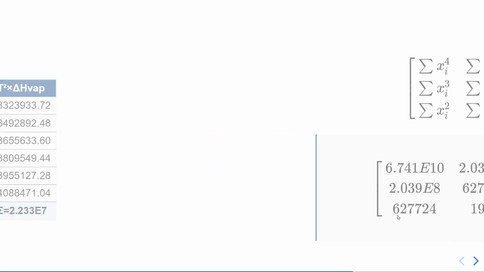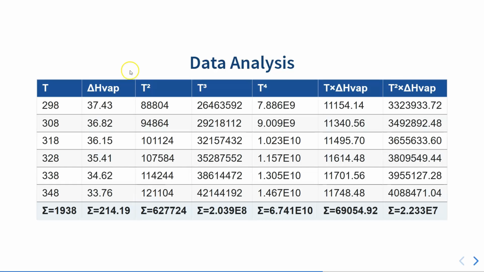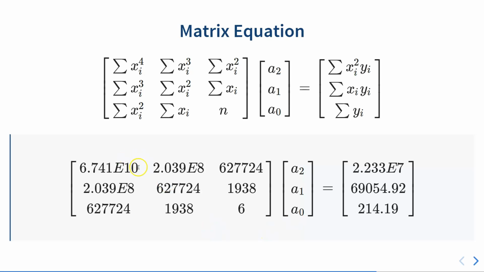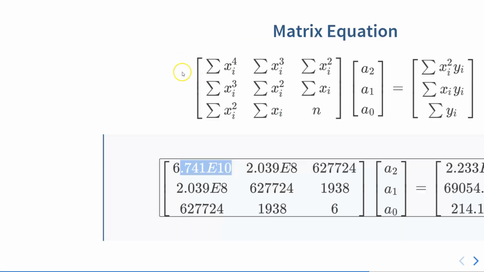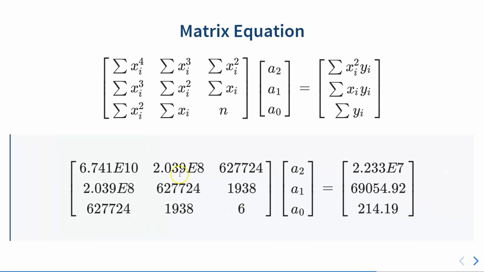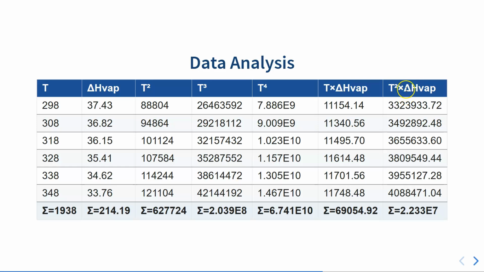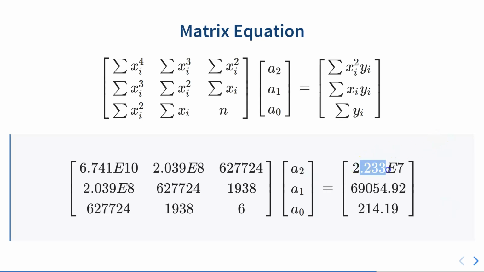Now after getting the summation values, we have to plug them into the corresponding elements of the matrix. For summation of xi to the power 4, that is T to the power 4, we got this value, so we plug it here. Similarly, for xi cube we know T to the power cube, so that is the value we plug here. Similarly, for xi square yi, that is T square times delH vapor, we got this number, so we plug this number here. Now if I plug in all of these, we get the matrix.